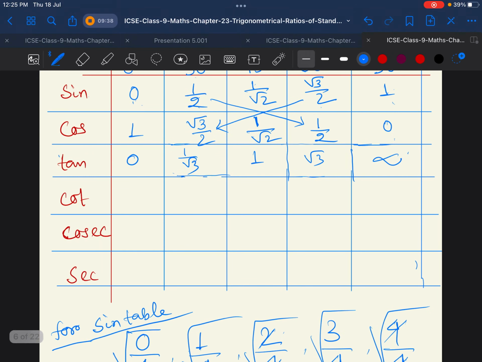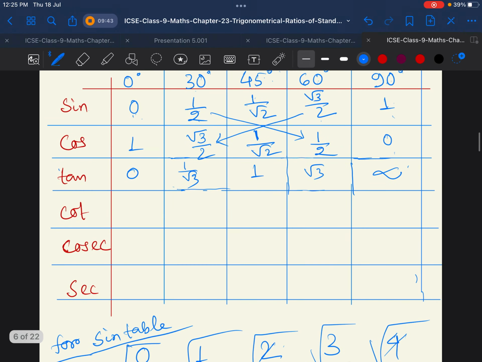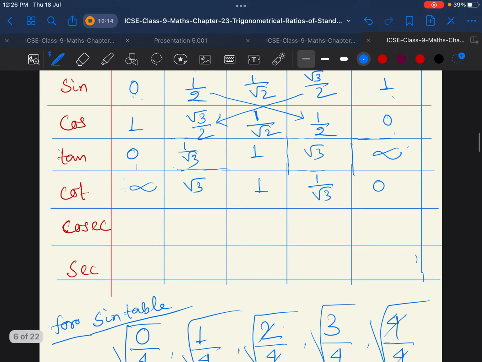Now we know cot theta is the reciprocal of tan theta. So tan 0 is 0, then cot 0 will be 1 by 0, which is not defined. Tan 30 is 1 by root 3, so cot 30 will be root 3, the reciprocal of tan theta. Tan 45 is 1, so cot 45 is 1. Tan 90 is infinite, so cot 90 will be 0.